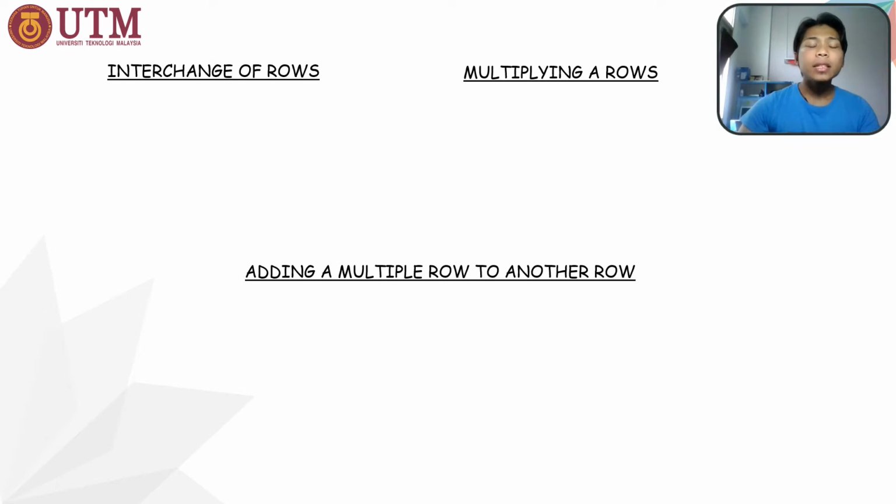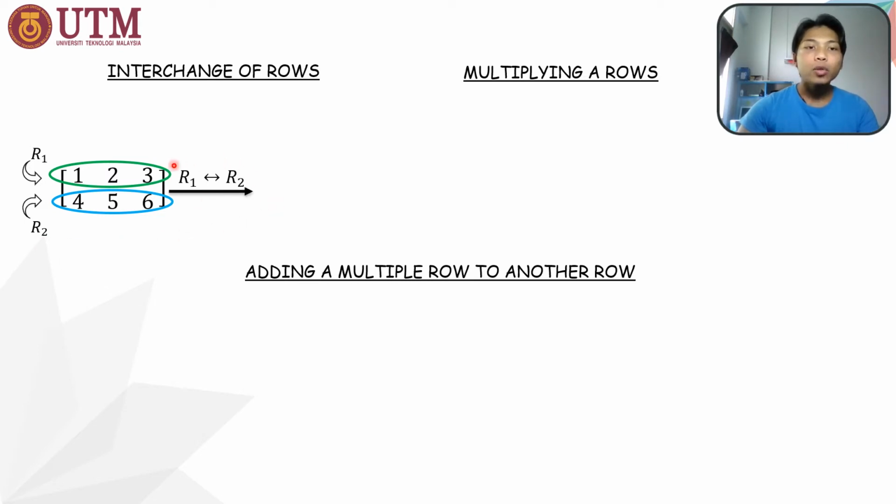Let's go for the first one, which is interchange of row. For this we need a 2 by 3 matrix. You can see that the entries I choose are 1, 2, 3, 4, 5, 6, the simple ones. Before we start the interchange of row, we need to know the rows. The green one is row 1, the blue one is row 2. Then we draw the arrow and use this symbol.